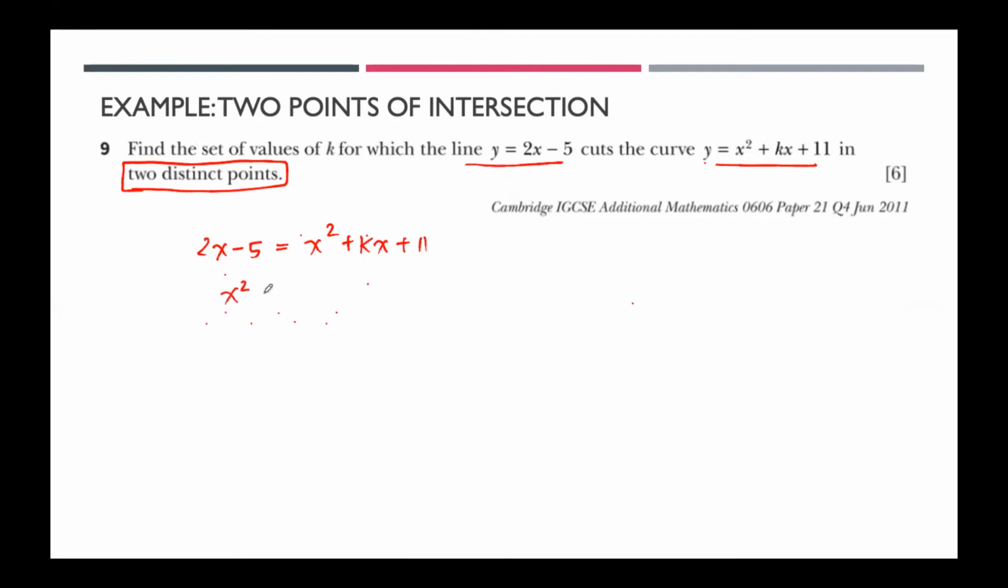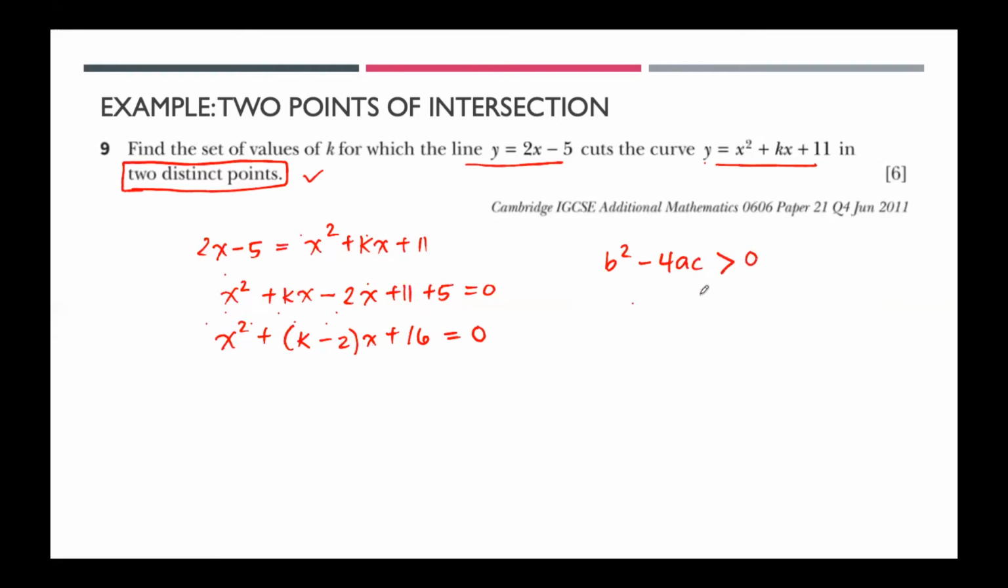And that will give us x squared plus kx. 2x transferred to the right will become minus 2x plus 11 plus 5 is equal to 0. So therefore, we can have your quadratic equation as x squared plus (k minus 2) x, factorize the common factor, plus 16 is equal to 0. And since we're looking at 2 distinct points, that means our discriminant, which is b squared minus 4ac, must be greater than 0.